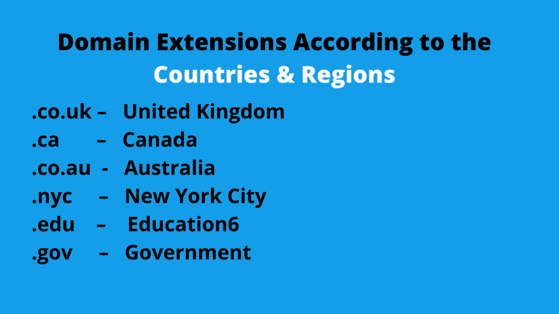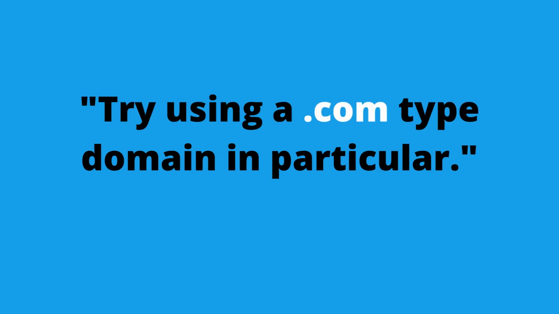.co.uk, United Kingdom. .ca, Canada. .com.au, Australia. .nyc, New York City. .edu, Education. .gov, Government. Domains of .com, .net, .org, and .info type can be used for any type of website, so it is a good idea to choose such a type of domain extension if you have no other target. Try using a .com type domain in particular.